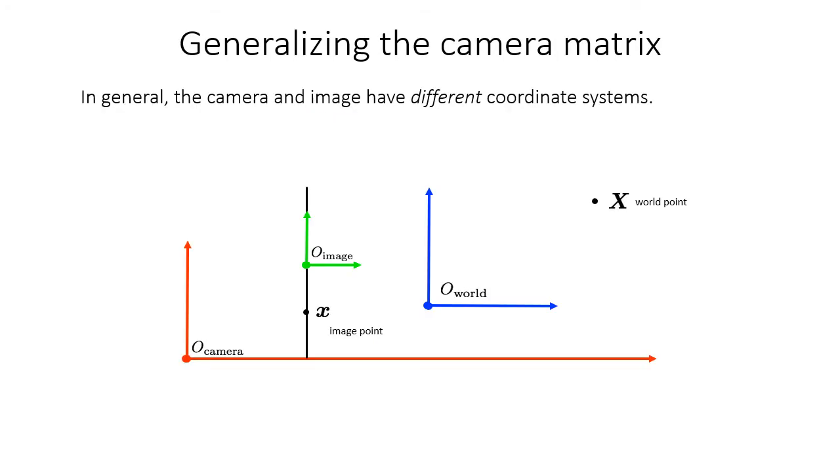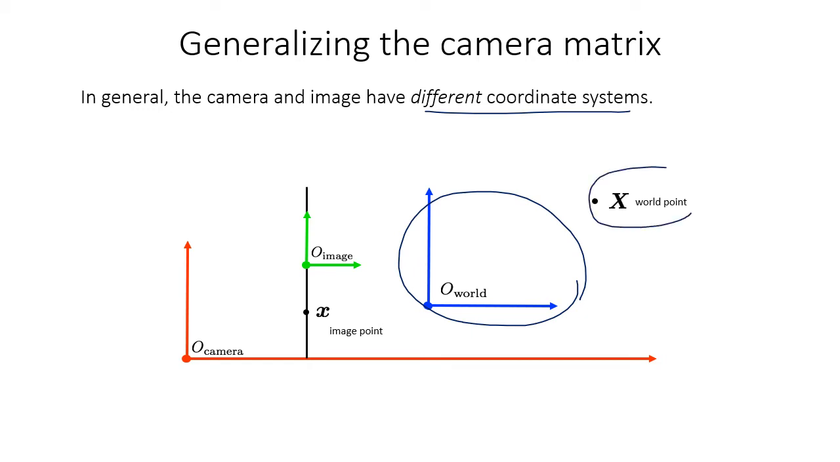We can generalize the camera matrix further. In general, previously we assumed that the coordinate of the image plane and the coordinate of the camera plane are the same, but they can be different, right? So the camera and image have different coordinate systems as shown here. So actually we have 3 coordinate systems. First, world coordinates, which are 3D world points, and there is camera coordinate.